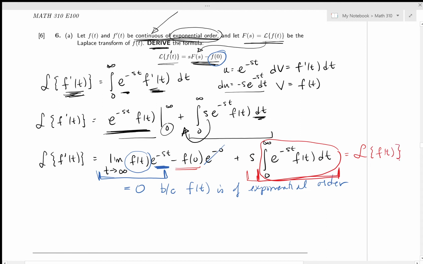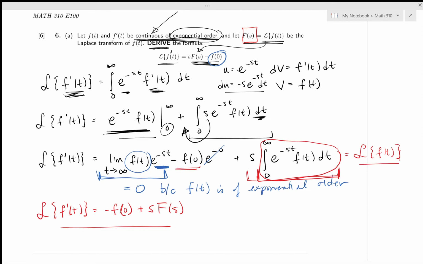Good news. So then I have that the Laplace transform of the derivative is minus f of 0 plus s times the Laplace transform of f of t, which I have called F of s. So this is s F of s. Then I'm done. It's in a different order, but basically that is the result there. I've derived the result as required.